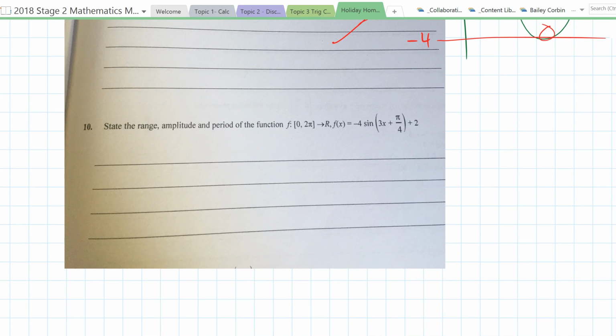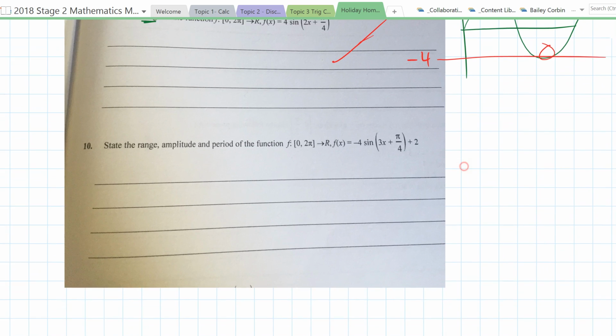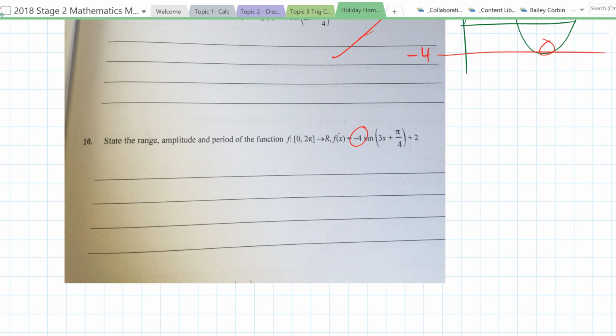Alright, state the range, amplitude, and period of this function. Range is very much related to the first. Here, there's a -4 on the front of it. However, it's worth looking at this on the end. So, if we draw it out here, with that being the x equals 0 line, so the axis, this +2 on the end is the primary axis, meaning everything's been translated up by 2.